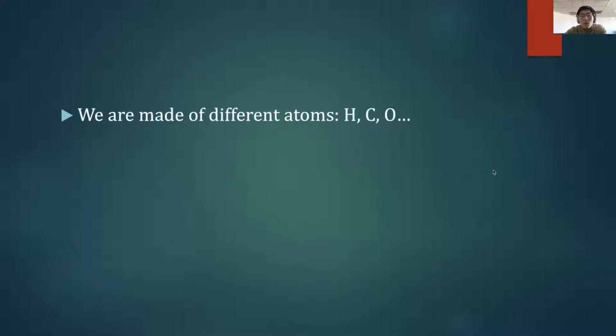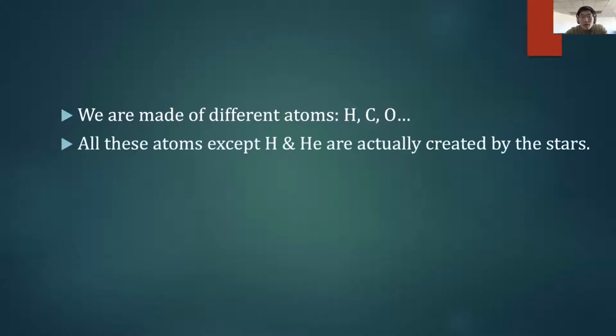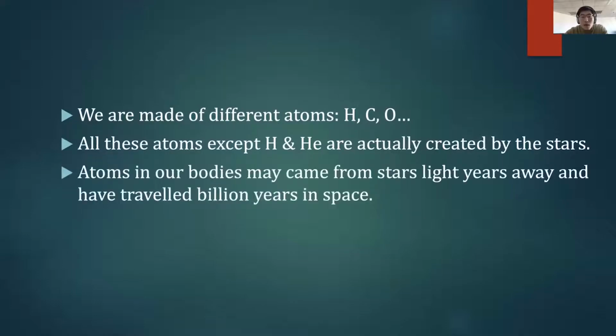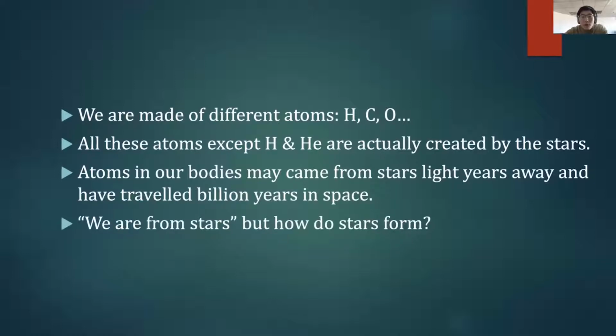As we all know, we are made of different atoms: hydrogen, carbon, oxygen, and so on. And nearly all these atoms, except hydrogen and helium, are actually created by the stars. Atoms in our bodies may come from stars light years away and have traveled a billion years in space. We are from stars, but how do stars form?